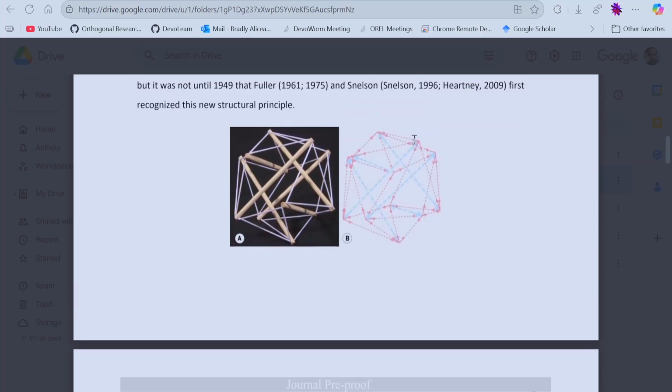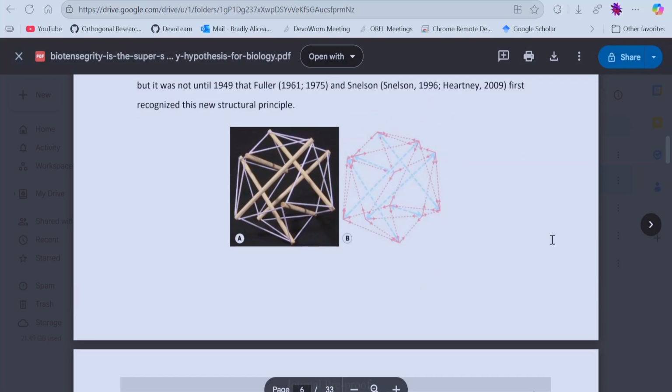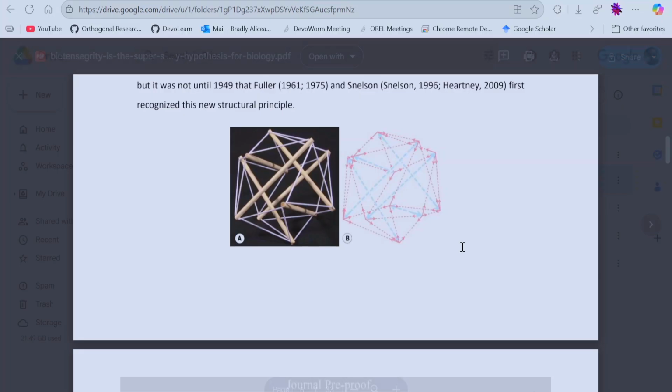So this is maybe the problem of origins for biotensegrity, where you have this complex structure you can observe, but how do you start off with that structure? How do you get it started? And then, of course, how does it get maintained over time?